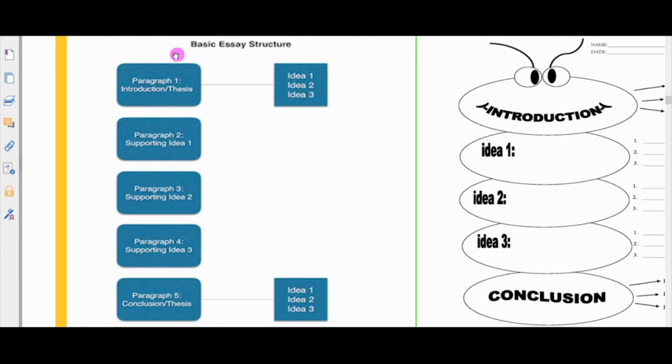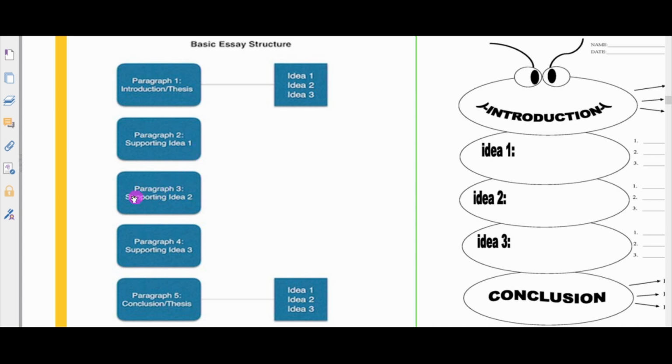So here we have the basic essay structure. We have paragraph 1, 2, 3, 4, and 5. And then for paragraph 1, we have the introduction or the thesis. And here you are going to list idea 1, idea 2, idea 3. Then your second paragraph now talks about idea 1, and you're going to give your reason why you believe that this is important, and then your facts, your quotes, your evidence as supporting details.